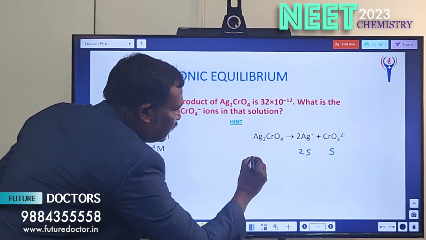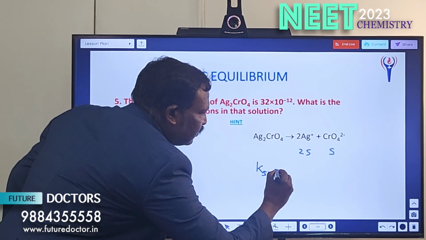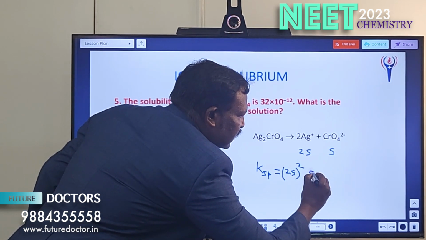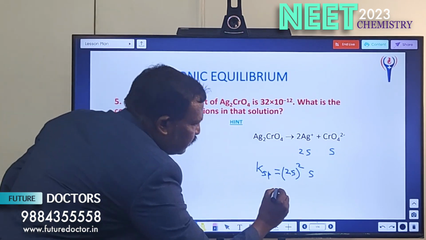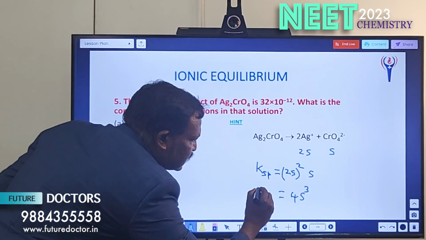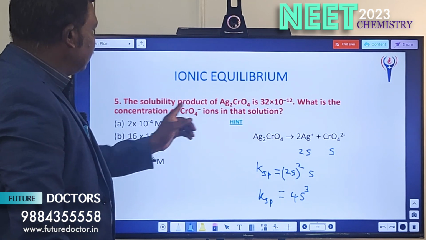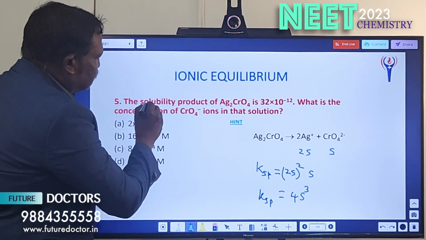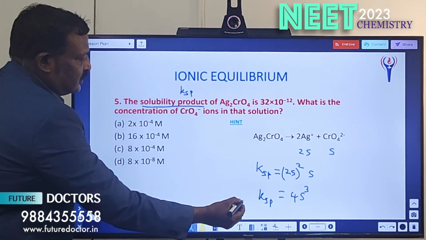Then the Ksp, what's the formula? Ksp means solubility product. The solubility product is equal to 2s the whole square into s. Then I would write this as 4s cube. Ksp is equal to 4s cube. Understood? They're asking to find out only the concentration. Concentration means solubility only, so s only we have to find out. The solubility product Ksp is given, so you substitute here.